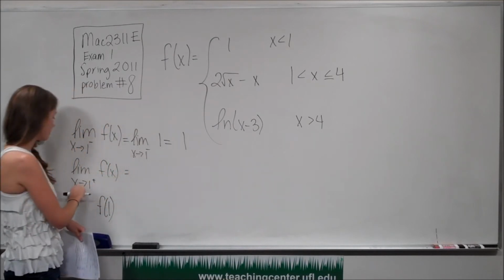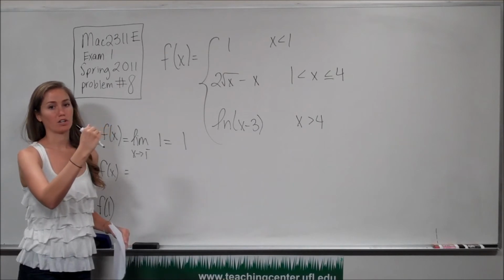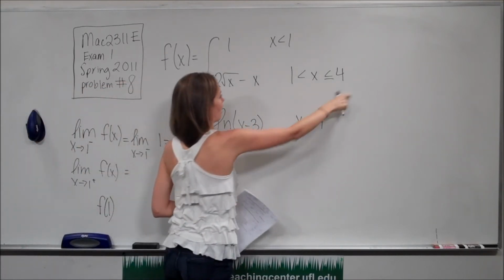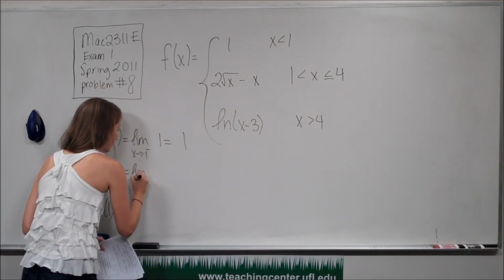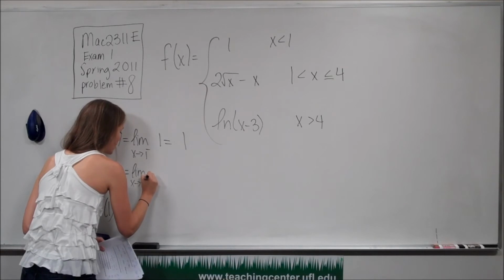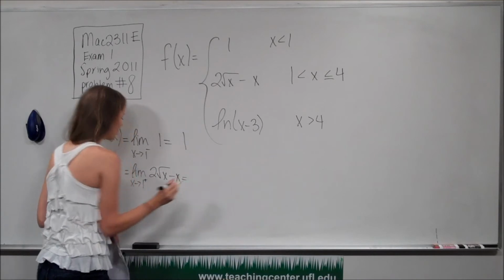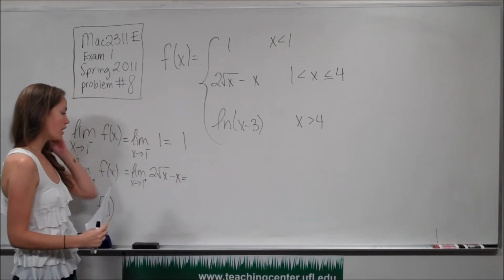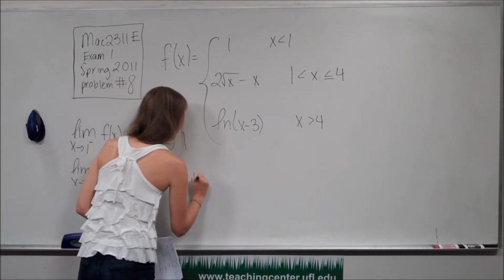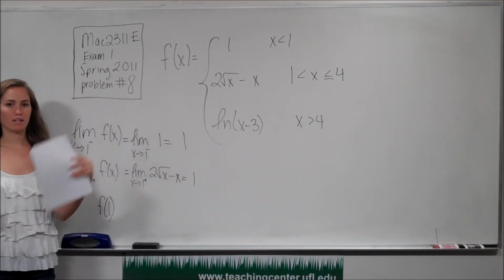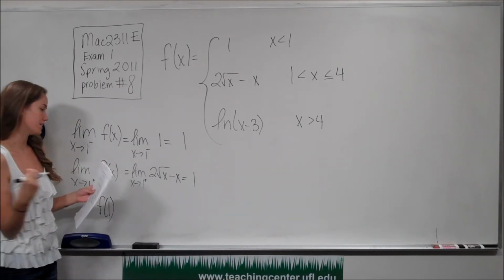And so now for the limit as x approaches 1 from the right. If we're approaching 1 from the right, then it's going to be values that are greater than 1. So it's going to be this one right here. So it's going to be the limit as x approaches 1 from the right of 2 square root of x minus x, which if we plug in 1, it's just going to be 2 times 1 minus 1, which is 1. Okay. So our limit from the left and our limit from the right, they're both approaching 1. So they're approaching the same thing, which means the limit exists.